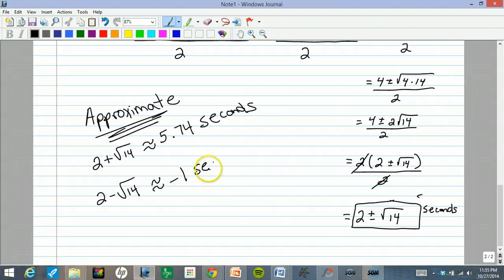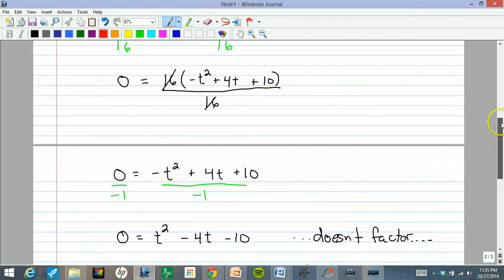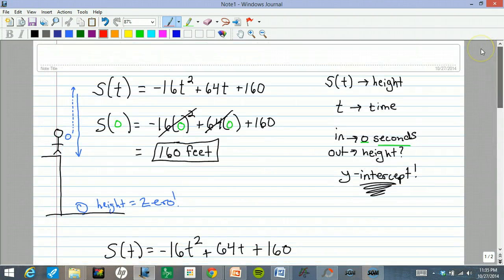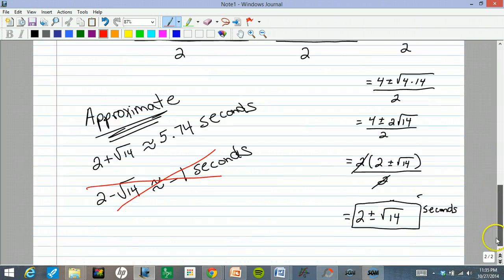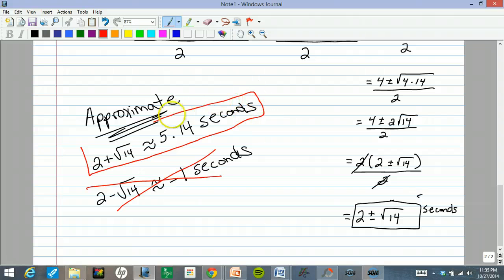Negative 1.74 seconds. Well, I don't even care about rounding because guess what? We cannot go back in time. So mathematically, this is a 0. In the context of this problem, though, you can't go back in time. So we just toss it out. This is totally legal. Just say it doesn't make sense in this problem. This is the only answer that does make sense. At approximately 5.74 seconds, the ball will hit the ground.